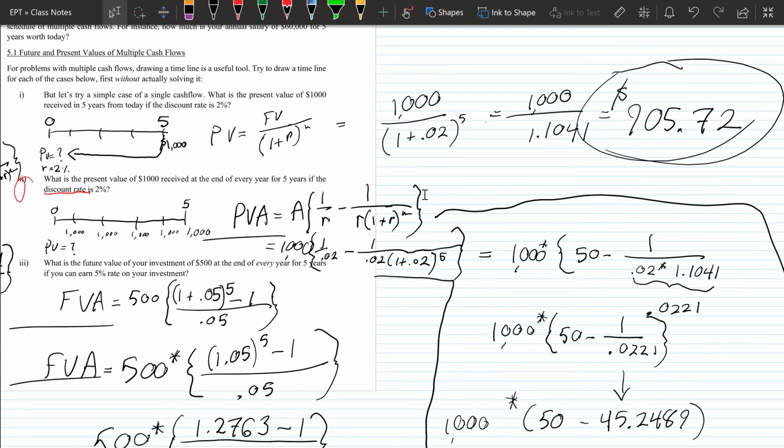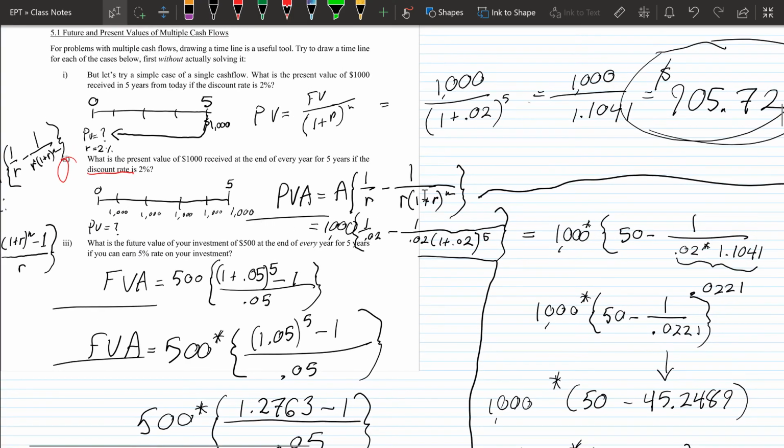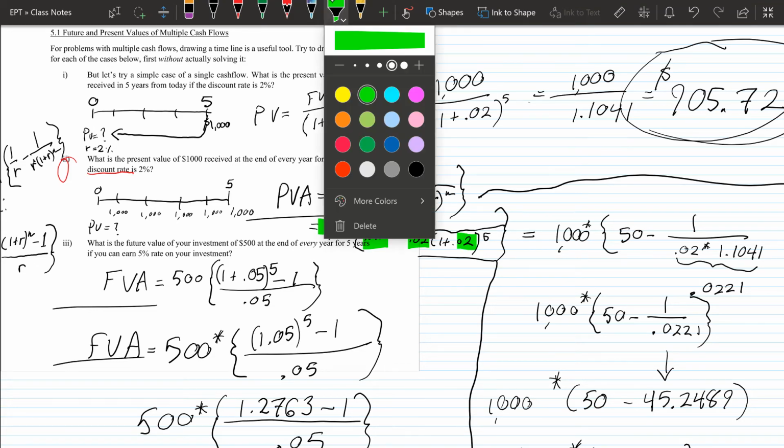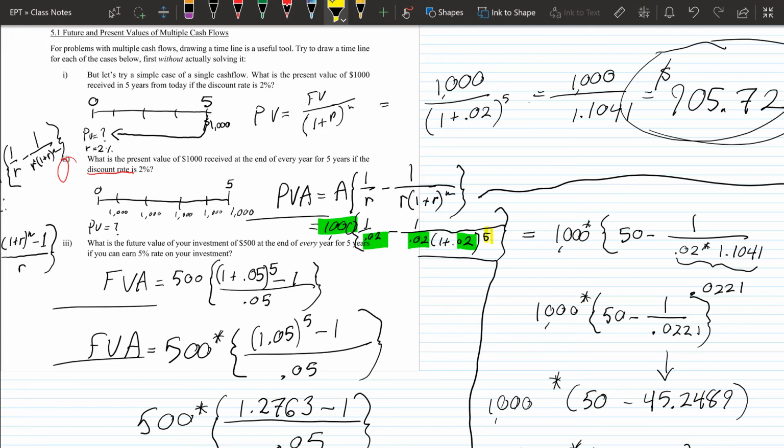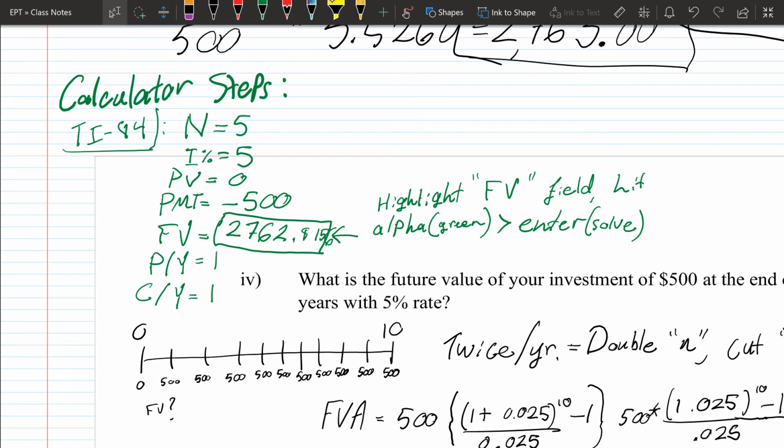So I got 1 over 0.02. Yes. I got 1,000 here. 1 over 0.02. And then here's R again. Here's R again. And then you have five periods right here, and a bunch of ones, right in the third row. So N equals 5. So what you do, you put a number in, and then put 5 in, and then press N. Put the number in, and then press what you want to set it to.